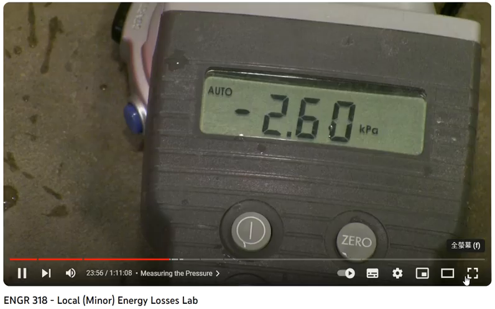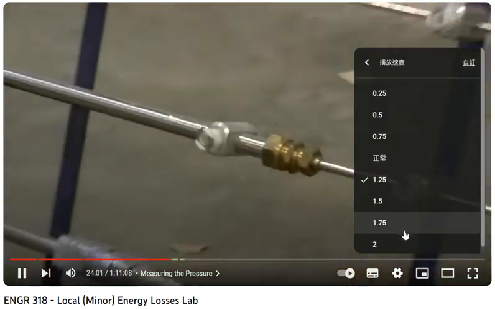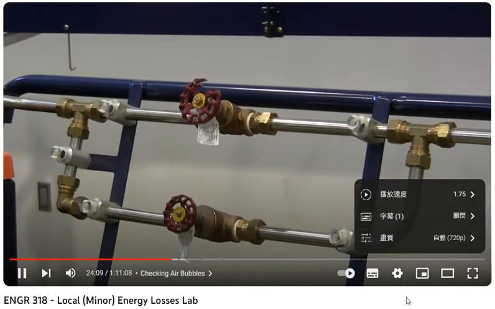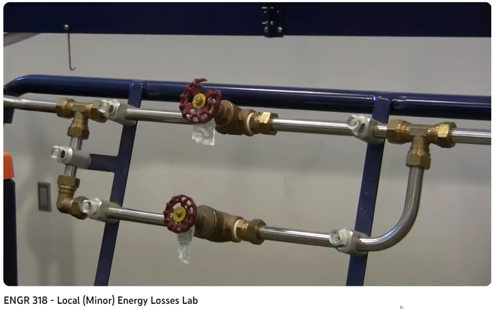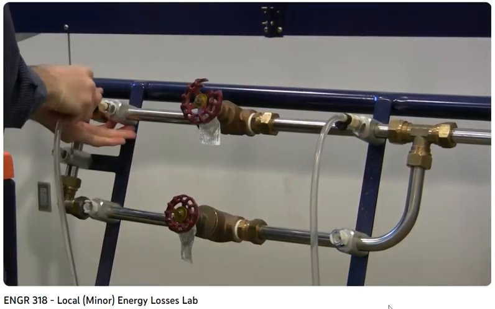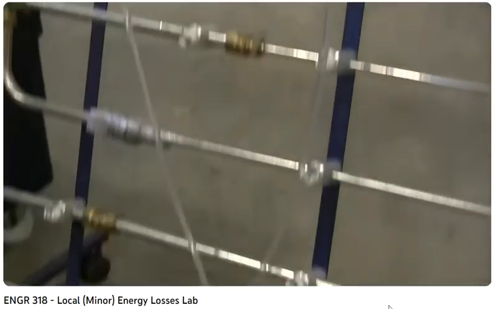And finally, we're moving on to the gate valve. Gate valve, there we go. Plugged in the gate valve, checking for air bubbles. Line seems clear of air. See how much pressure difference we're seeing.